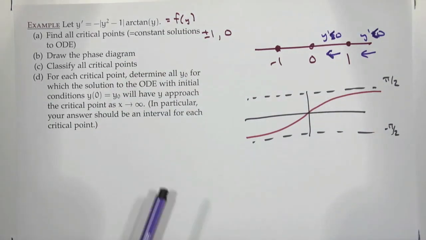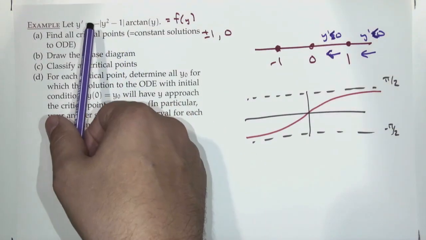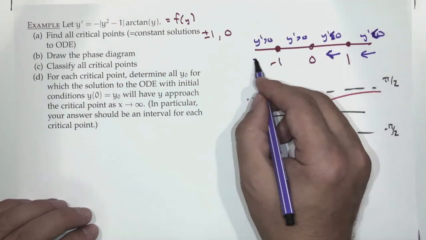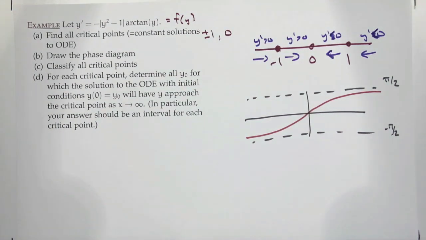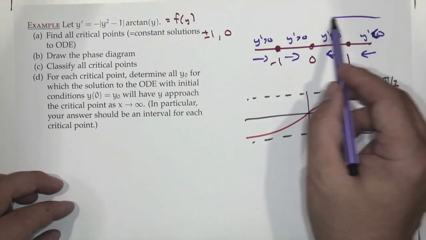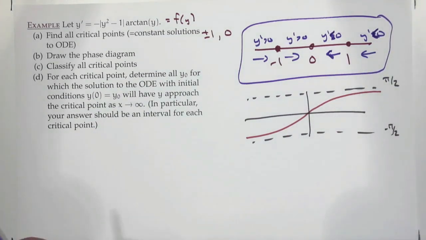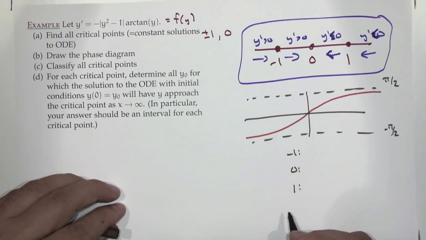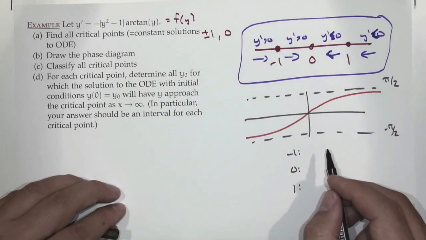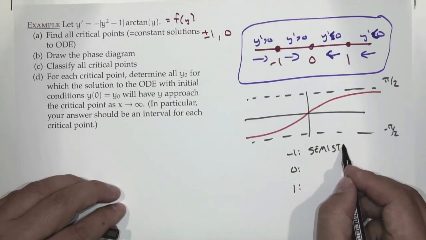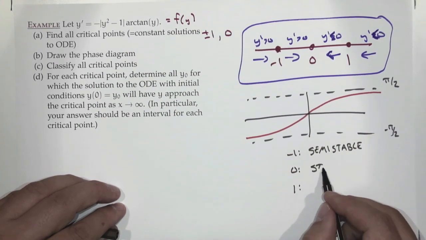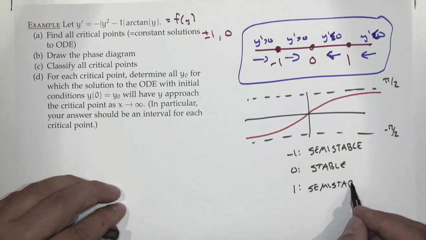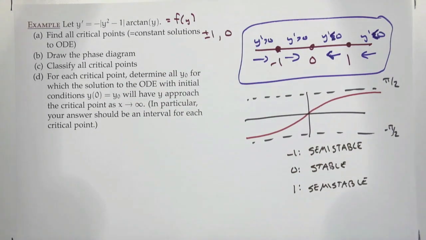Below 0, what happens to arctangent? Negative. Negative, negative, positive. So now I can say positive, we're moving up. All right, so there's our phase diagram. Okay, so classification. What can we say about negative 1? What kind of point? Semi-stable. What can we say about 0? Stable. What can we say about 1? Semi-stable. All right. See, we're already like A, B, C.